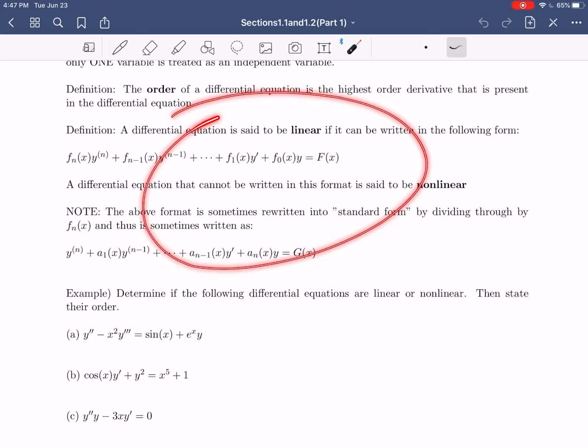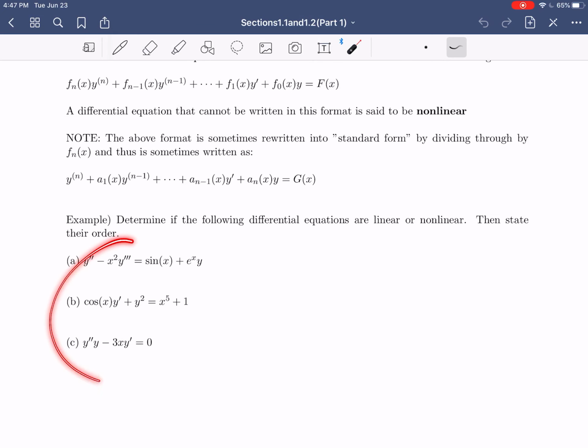All right, let's put these definitions to work and take a look at a couple of these examples and see if we can determine if the following differential equations are linear or nonlinear, and then state their order. Even though stating their order is actually the second thing we're asked, let's go ahead and do that first because that should be very easy. So on this first one here, we have the differential equation y double prime minus x squared y triple prime equals sine x plus e to the xy. You should be able to easily see that this guy is going to be third order.